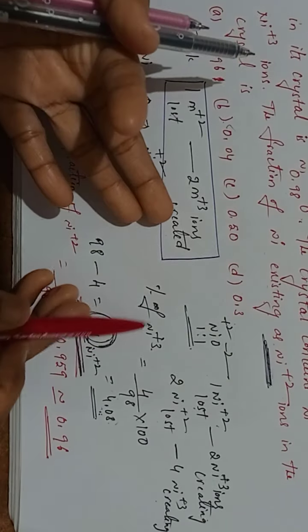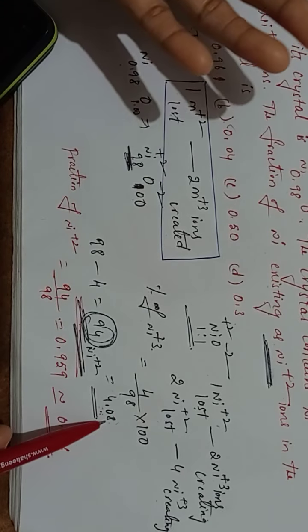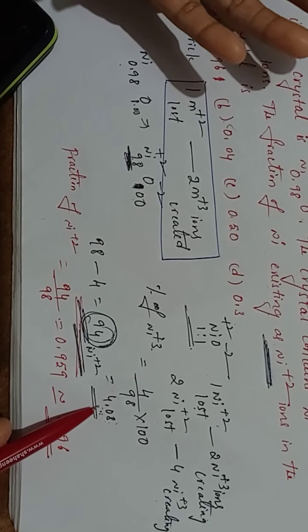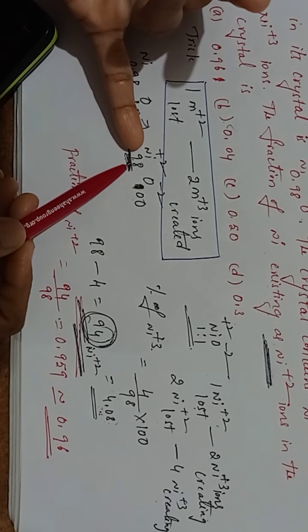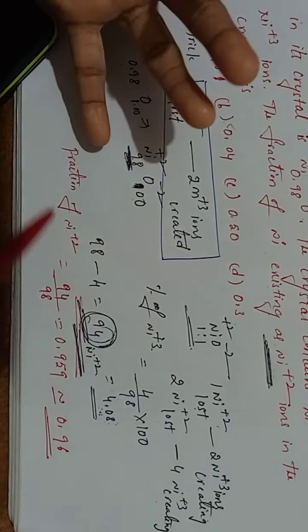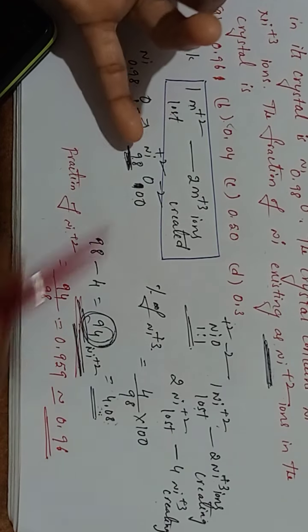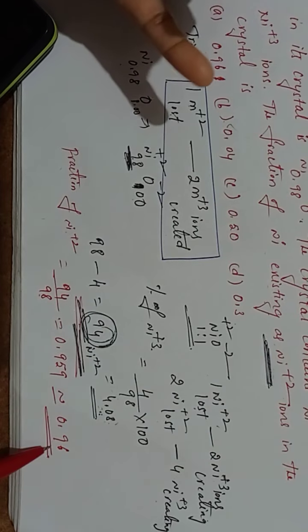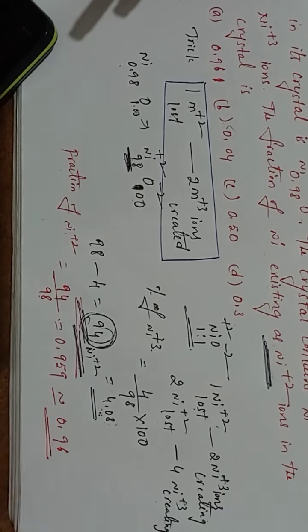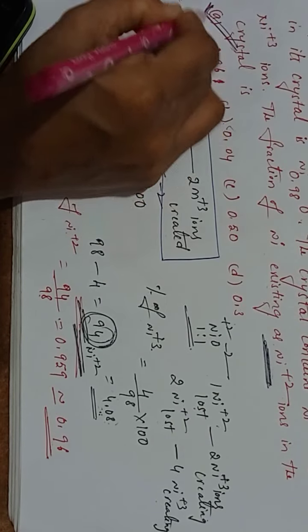Clear, Nana? So first you have to find the percentage of Ni+3. That value you have to subtract from the Ni+2 ions. Then you will get how many Ni+2 ions are present in the crystal. Then you can calculate the fraction of Ni+2. This is 94. Total how much given? 98. Then you will get this value 0.96. So what is the option, students? 0.96 is the correct answer.